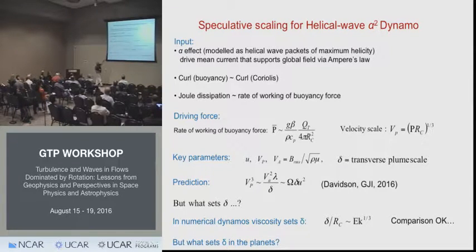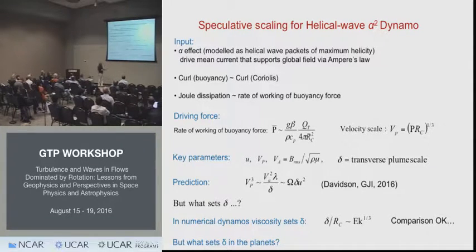One of the key parameters is the rate of working of the buoyancy force per unit mass, P bar, which you can equate to the heat flux out through the core, and that's something that people hear about for the Earth, for the gas giants. And from this P bar, you can introduce a velocity scale, which is characteristic of the forcing. I've called it V sub P, which is P bar times the core size, to the power of 1/3.